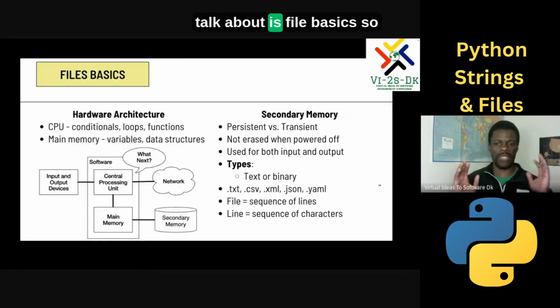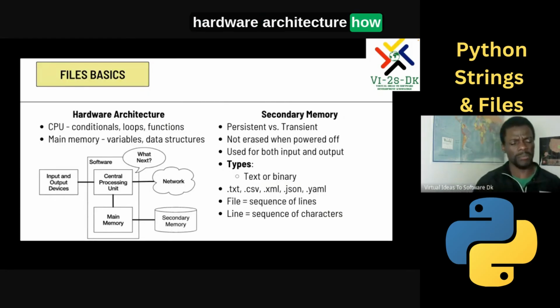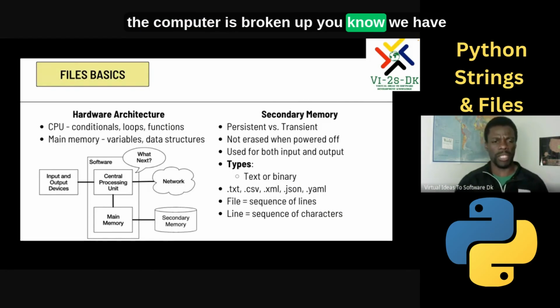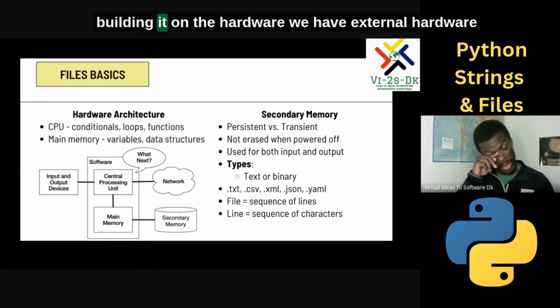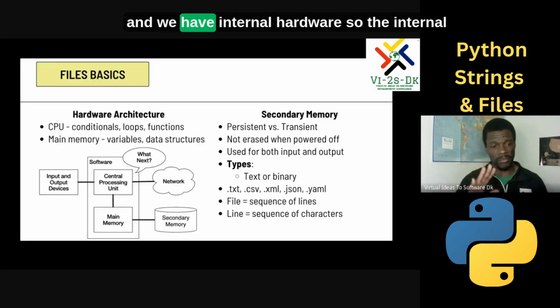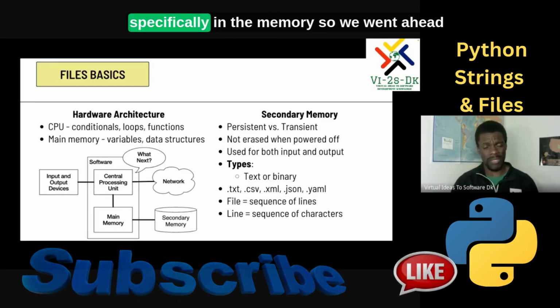The next thing we have to talk about is file basics. Back when we started, we talked a little bit about hardware architecture, how the computer is broken up. We have inputs and outputs. And we also have hardware and software. Everything we're doing, we're building on the hardware. We have external hardware and we have internal hardware. The internal hardware is where our program resides, specifically in the memory.